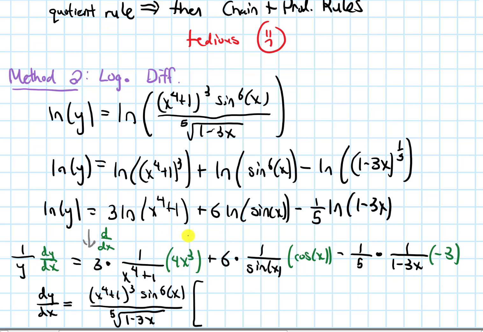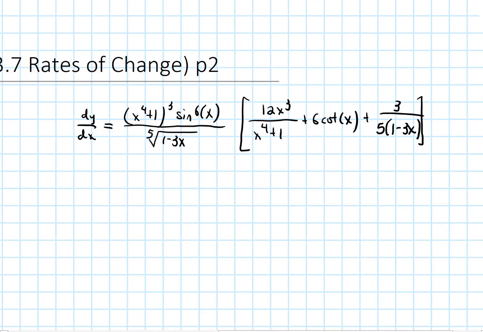So 3 times 4x to the third, that's 12x to the third, over x to the 4 plus 1. Then I'll get plus 6 cotangent x. That's cosine over sine. And then I'll get plus 3 over 5, and then times 1 minus 3x. Okay, I've just copied that at the top of the page to give myself more room. And that is our answer.